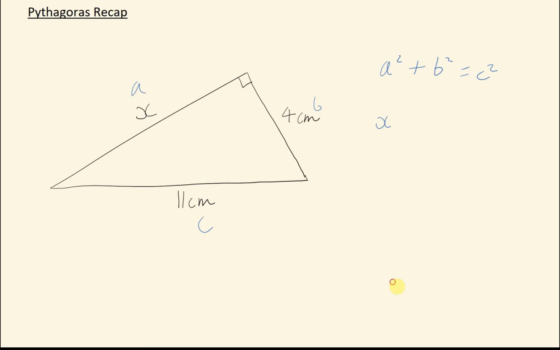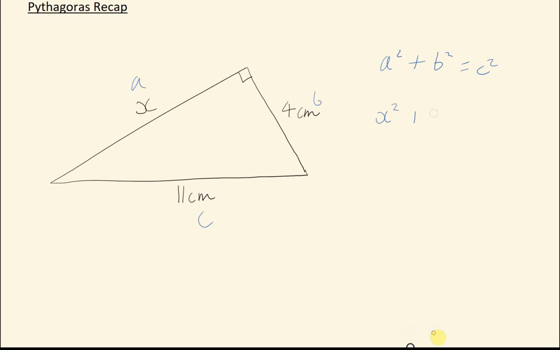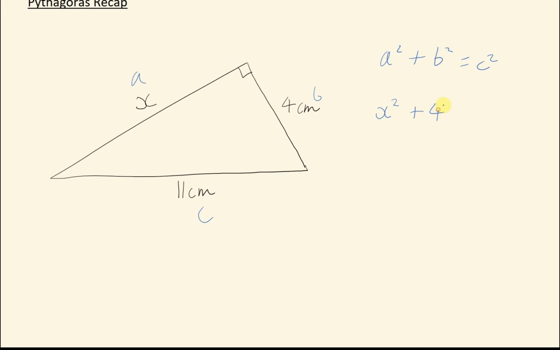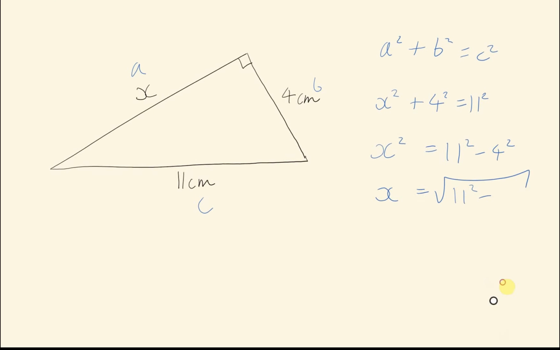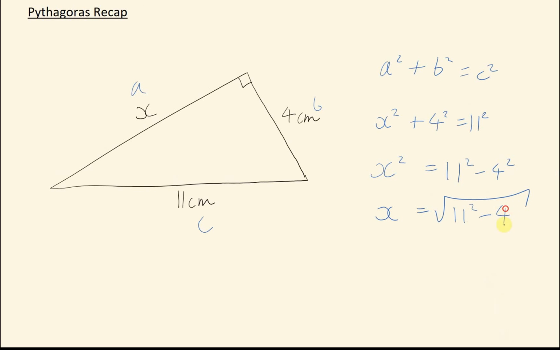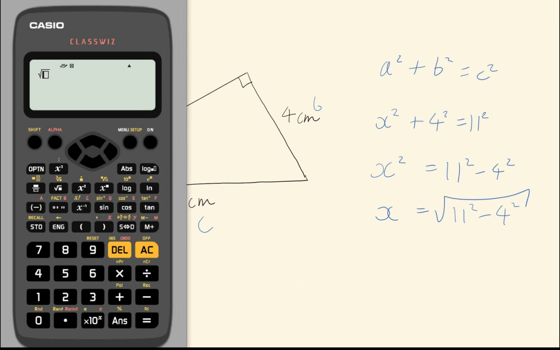So plug that in. X squared plus 4 squared equals 11 squared. We want to get x squared by itself, so the opposite of plus 4 squared is to take away 4 squared. And then just as before, to work out x, we want to do the square root of this. So do square root of 11 squared minus 4 squared, and again, you would just reach for your calculator and type that straight in.